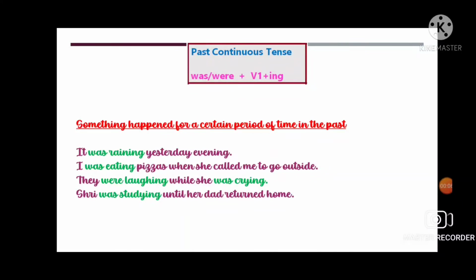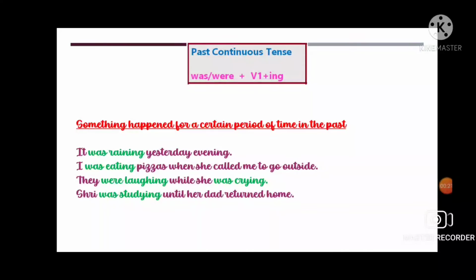Was is the past tense of both is and am, and were is the past tense of are. We use this to mention something happened for a certain period of time in the past. Example: it was raining yesterday evening. I was eating pizzas when she called me to go outside.